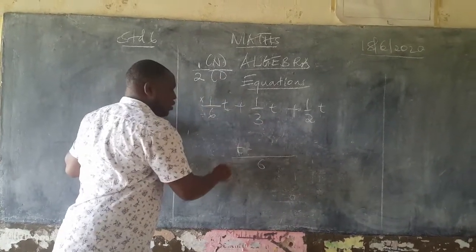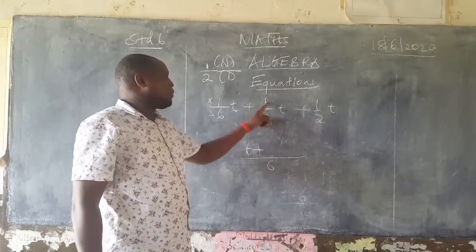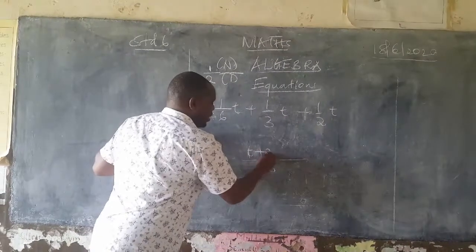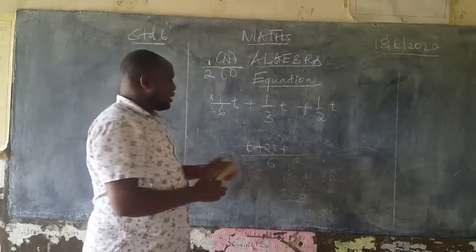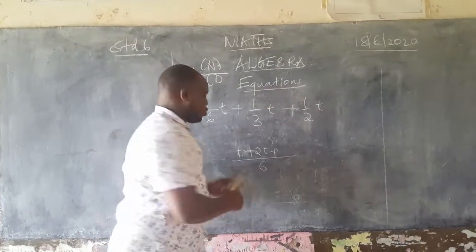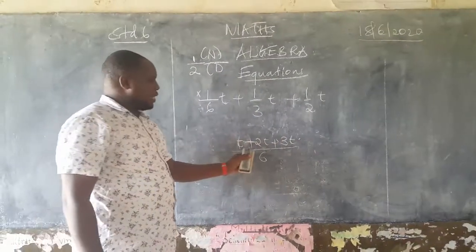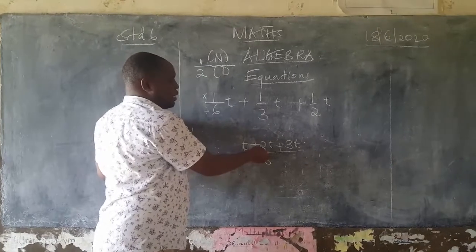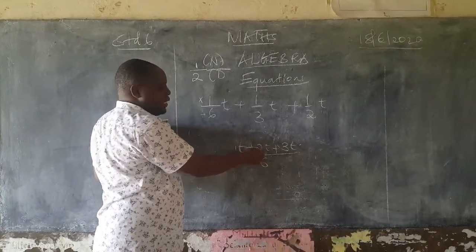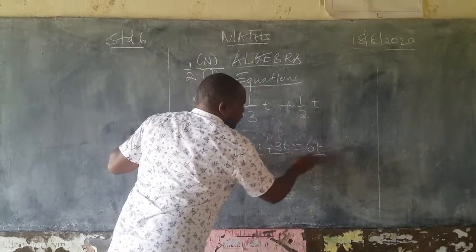So you write t or 1t plus 6 divided by 3 is 2. 2 times 1 is 2. 2 times t, it is 2t. So here write 2t plus 6 divided by 2 is 3. 3 times 1 is 3t. So you write 3t. So now after we've done that, we add these numbers. t plus 2t, this simply means 1t plus 2t is 3t. 3t plus 3t is 6t. So here you write 6t over 6.